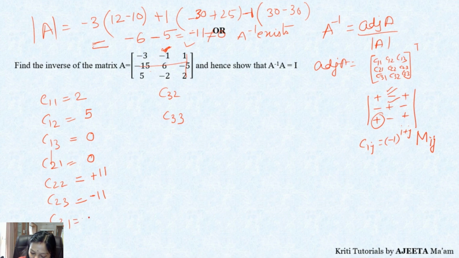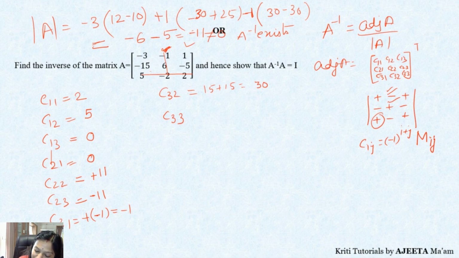Now we come to the next positive sign. So C31. Leave the row and column in which 5 is there. So 5 minus 6 is minus 1. So plus minus 1 is minus 1. Now C32. Leave the row and column in which 2 is there. So 15 plus 15. That will give you what? 30. Correct? So what will be the sign? Positive sign. So we get here 30.